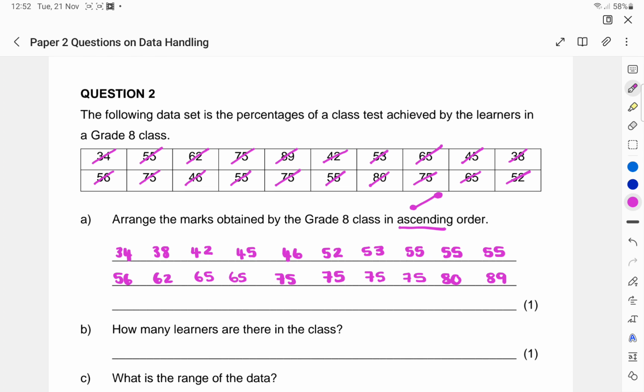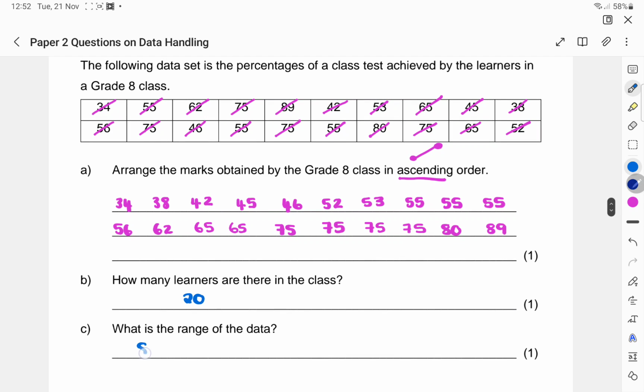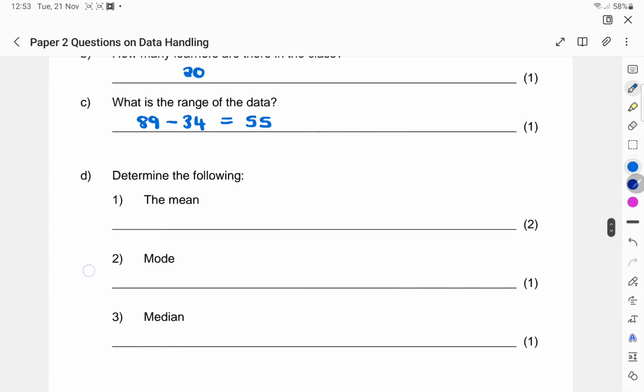Okay, and as you are busy, take note of that modal number, the one that comes forth the most. How many learners are there in the class? There's 20 learners. I've counted them to see whether I've copied all of them. What is the range of the data set? It's the biggest number minus the smallest number, which gives you 89 minus 34, which gives you 55. Then they say to determine the mean, mode, and median.